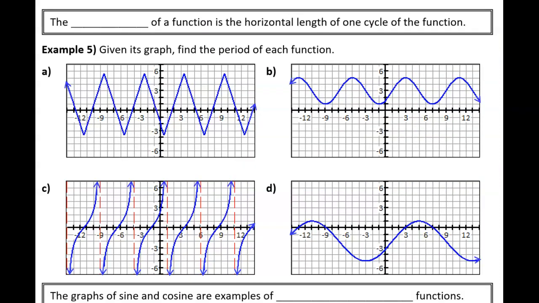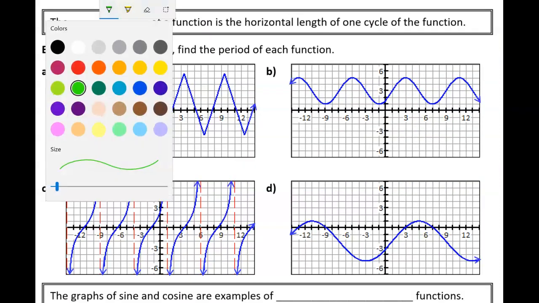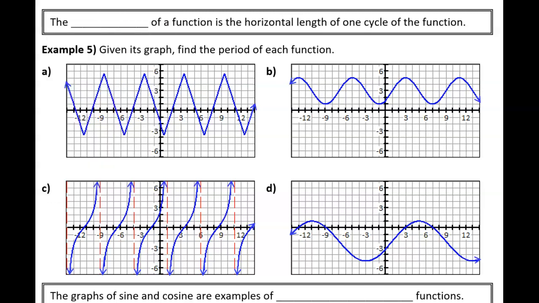In the last part of this lesson, we're going to look at a couple of terms that we need to be familiar with. The first is the period of a function, which is the horizontal length of one cycle of that function. So in example 5, we see what's called a periodic function. That is, you see it repeating the same cycle over and over again. And we can measure where one cycle begins and the next one ends.